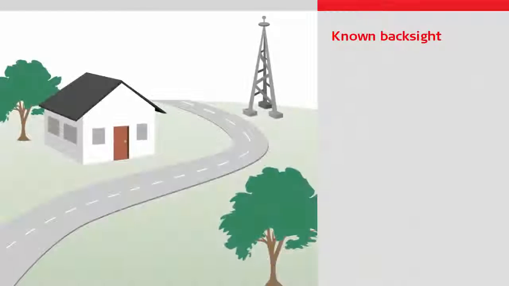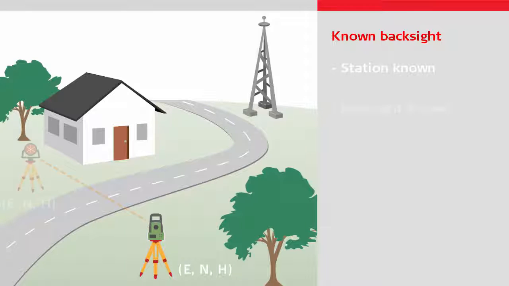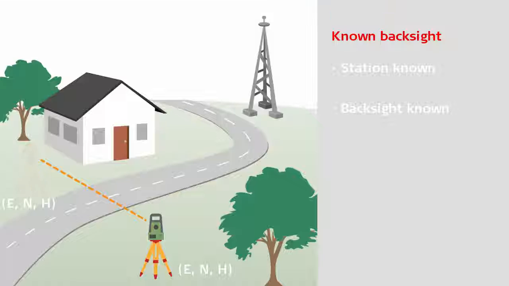So in summary, the known backsight method is a simple method to use when you know the point over which you will position the total station and you have a backsight point to which you know the coordinates. Please do watch the other videos to learn more about the individual methods, and thanks for watching.